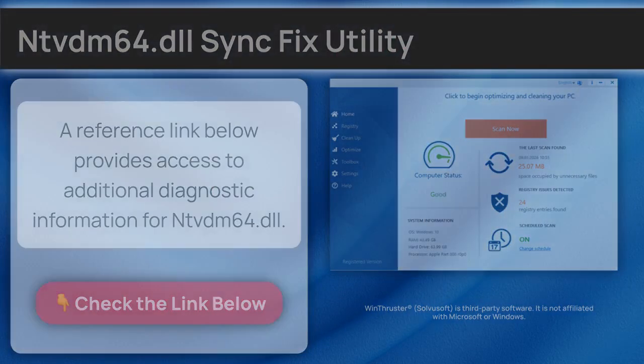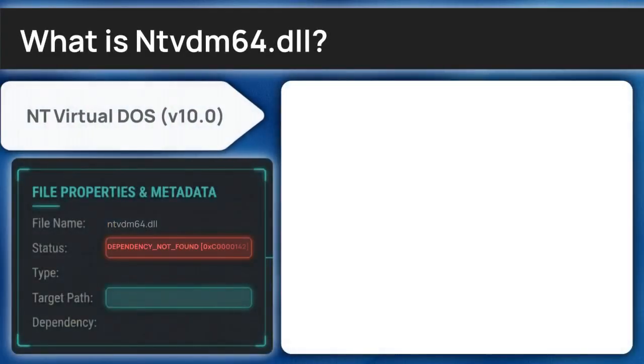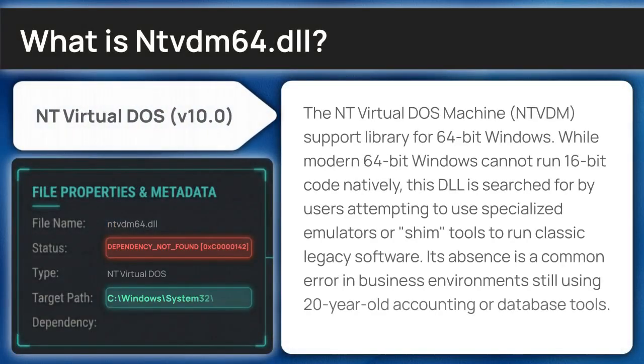This is the ntvdm64 module, the NT Virtual DOS Machine (NTVDM) support library for 64-bit Windows. While modern 64-bit Windows cannot run 16-bit code natively, this DLL is searched for by users attempting to use specialized emulators or shim tools to run classic legacy software. Its absence is a common error in business environments still using 20-year-old accounting or database tools. Now that we've covered what the file does, let's jump into our first fix.